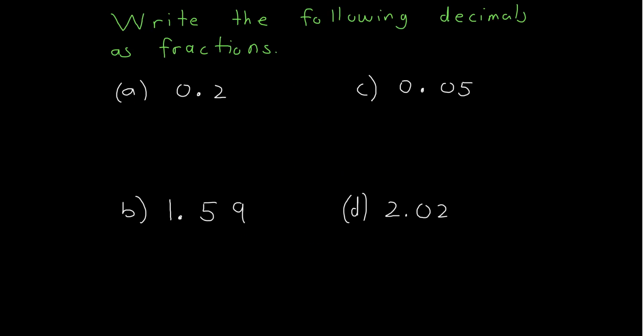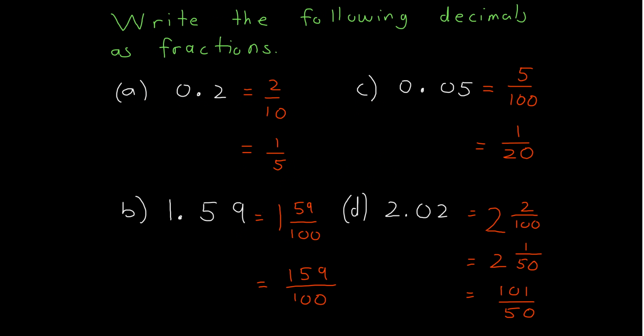Okay, I assume you've done them by now and you've unpaused the video, so let's have a look at the answers. 0.2, I get the 2, which is the number after the decimal point, and I put it over a 10. 1 digit after the decimal point, 1 zero on the denominator. 2 over 10, and I can simplify that to 1 over 5.